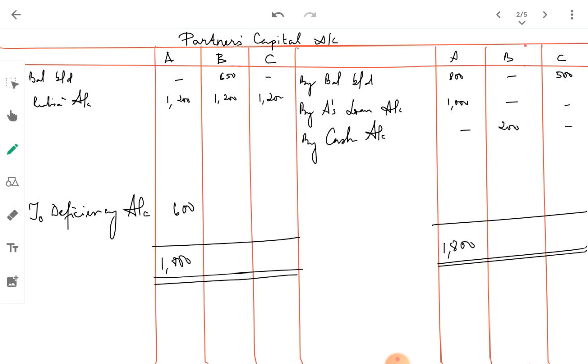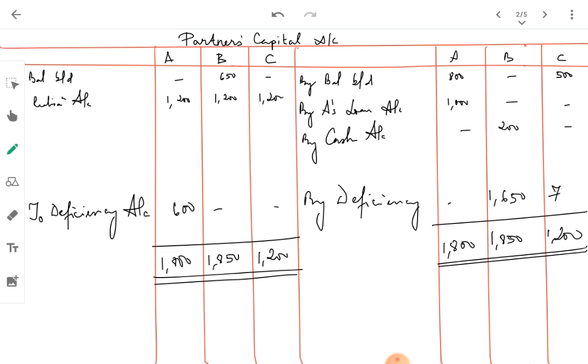And then next, for partner B the total is 1,850, and the balance amount is rupees 1,650, again by deficiency account. Okay, by deficiency account, rupees 1,650. And in case of partner C, the total is rupees 1,200. So to deficiency account, we're transferring rupees 700.